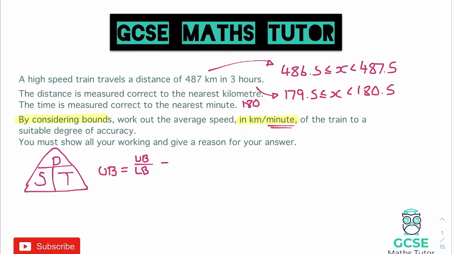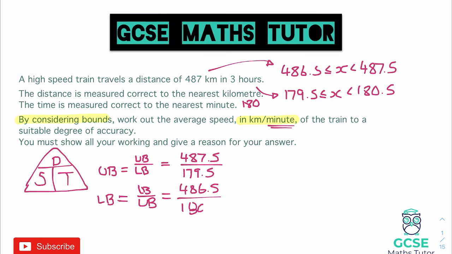So if we go ahead and work that out, the largest distance is 487.5, and the smallest time is 179.5. And we'll type that in just a moment. For the lower bound, we'd want to do the reverse. So we want the lower bound of the distance, and we want to divide that by the upper bound of the time. If we put those into that fraction, that would be 486.5 divided by the upper bound, which is 180.5.